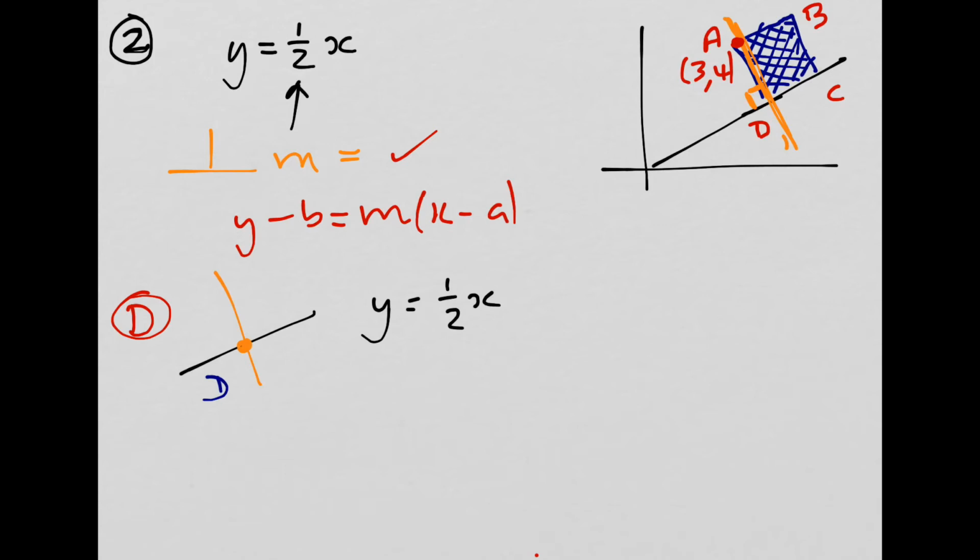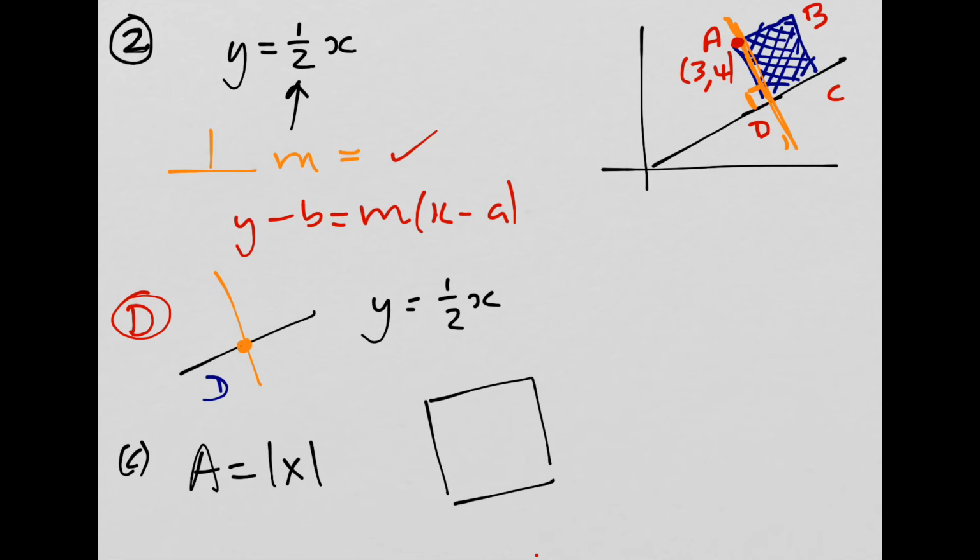And then part C of the question, which says find the area of the square. Well, you know that the area of a square is just length times length. So all we need to do really is find the length of a side of that square.